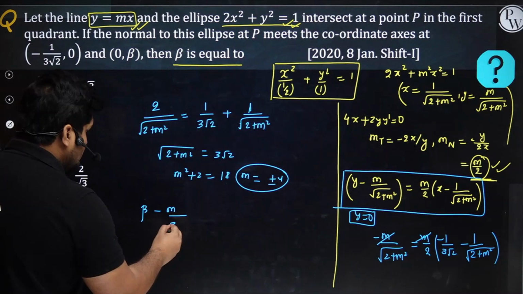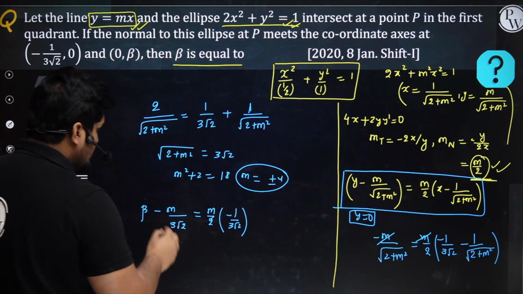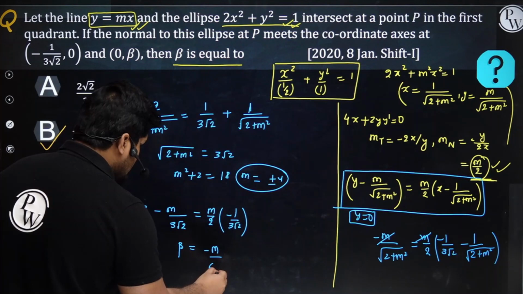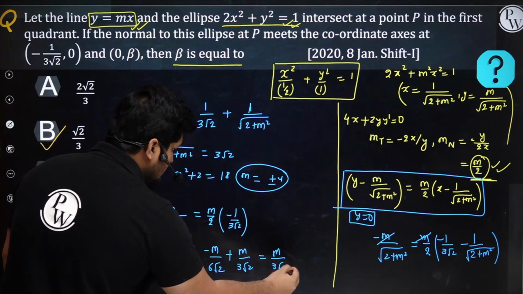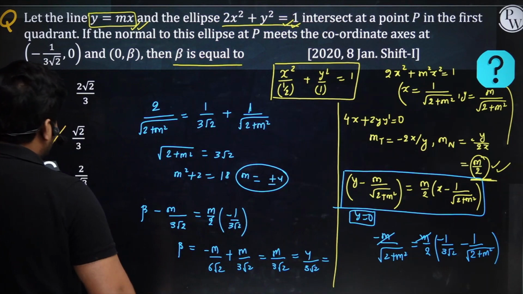So m upon 3 root 2 is equal to m upon 2 into x, which is 0, minus 1 upon 3 root 2. So beta is coming out to be minus m divided by 6 root 2 plus m divided by 3 root 2. If I multiply by 2 here, m divided by 3 root 2 will be the value. Now m should be plus 4 or minus 4, but because beta is positive, m will be plus 4. So 4 upon 3 root 2. If you simplify, this will be root 2 by 3.